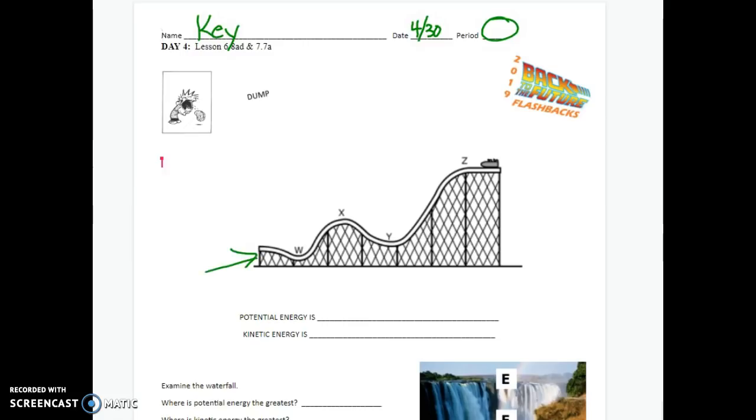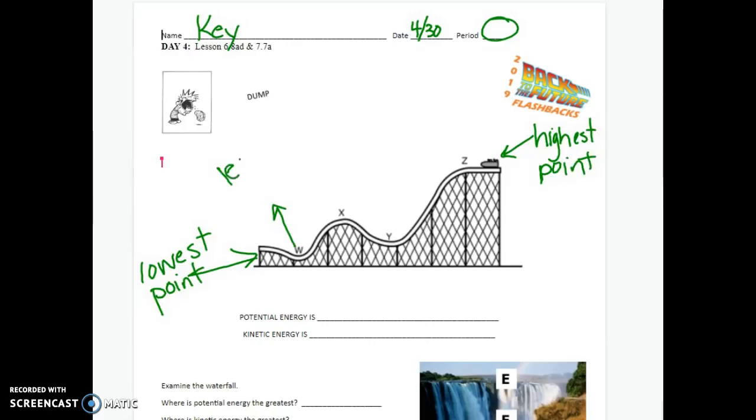We're looking at potential and kinetic energy. Anytime you have a potential and kinetic energy problem, make sure you identify the lowest point on the diagram and the highest point on the diagram. So the lowest letter is going to be where the least amount of potential energy, closest to the ground.